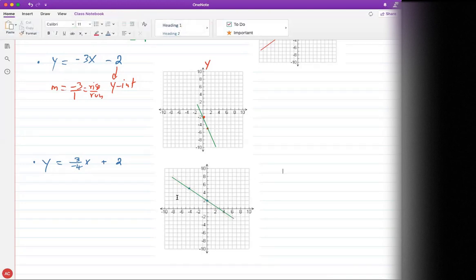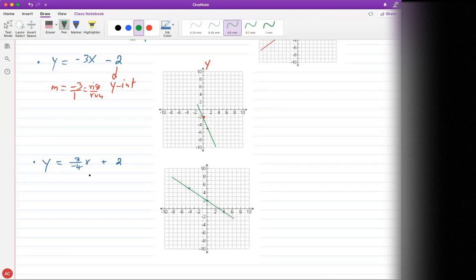Okay, so that's the graph of this line. The question may say graph this, that's done. Or it may say just what is the slope? You say the slope is this. Or it may say what is the y-intercept? You say this. So just answer it accordingly. So the m, if asked, is 3 over -4. Doesn't matter where the negative goes, and the b is 2.